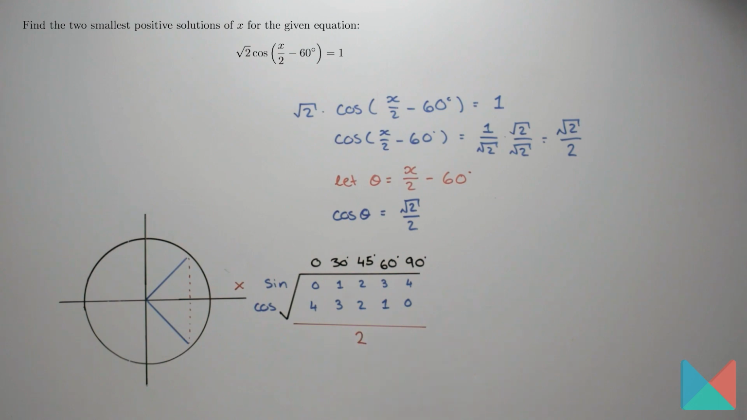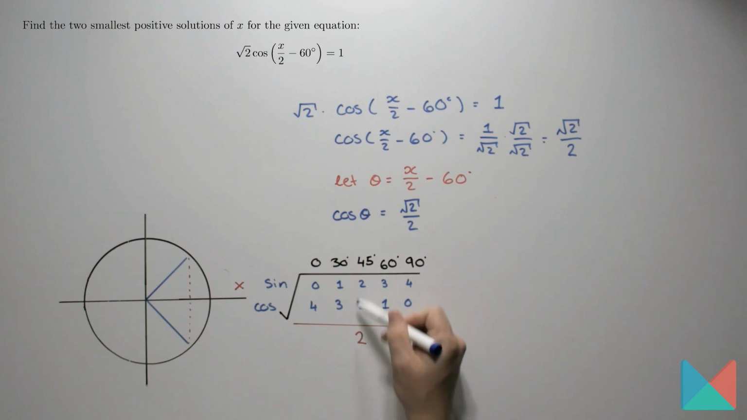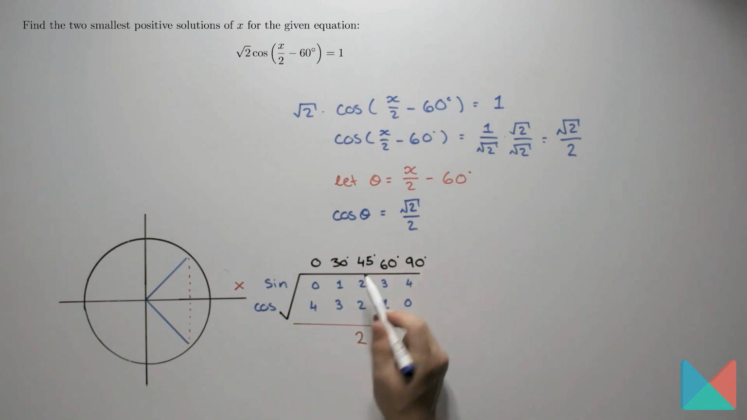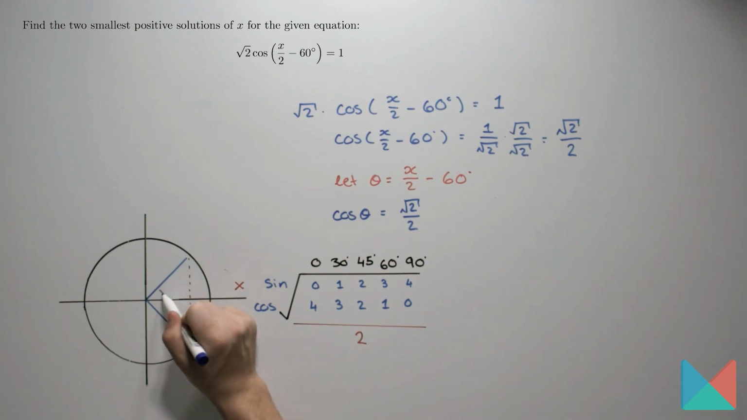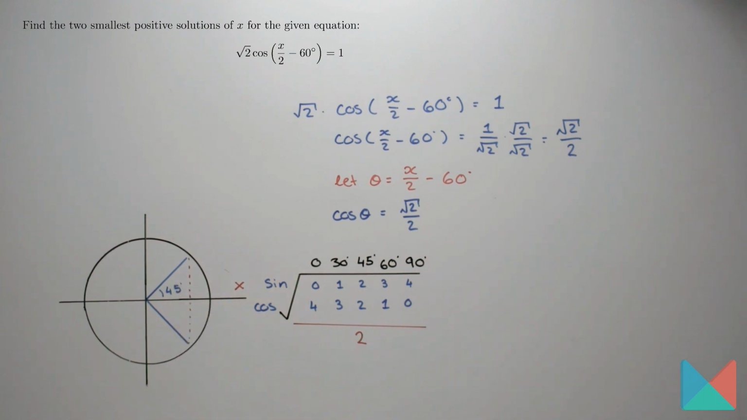Now we can use the master table to find what our value will be in the first quadrant. Because we're dealing with cosine, we're going to go along the cos row and look for root 2 on 2, which is going to be along this column here. And this corresponds to an angle of 45 degrees. So this angle in the first quadrant must be 45 degrees.